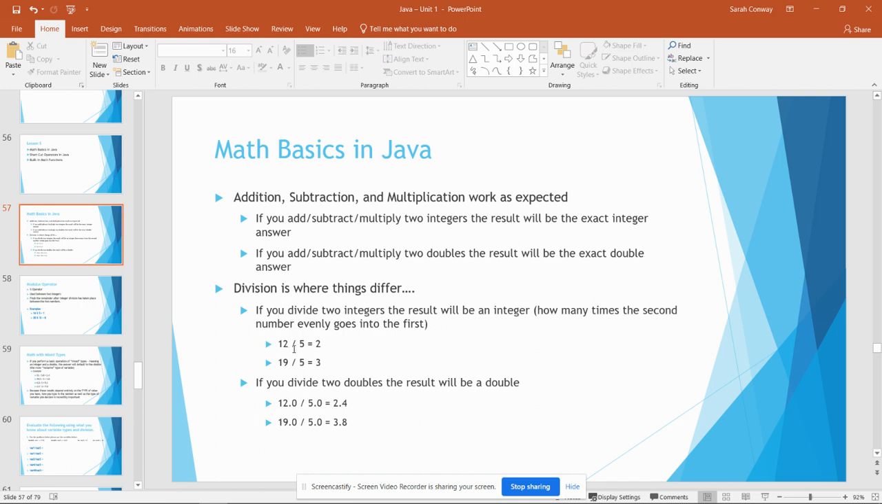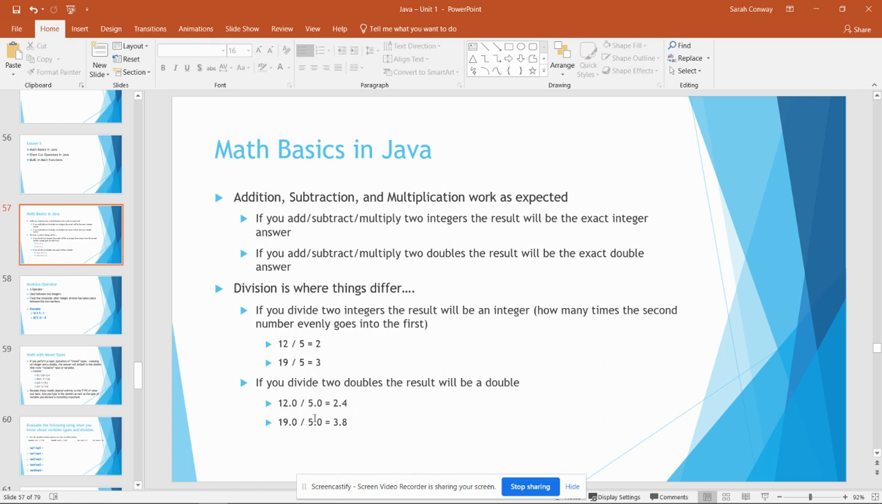Now, the first thing you need to note here is I have two different sets of division problems right here. You can see 12 divided by 5, and you can see 12.0 divided by 5.0. The difference between these two problems is that this 12, because it doesn't have a decimal point, is an integer. This one is a double. And so if you're using variable names in your math equations, you really have to pay attention to, was that variable an integer or was that variable a double, because it's going to ultimately change the answer that you get.